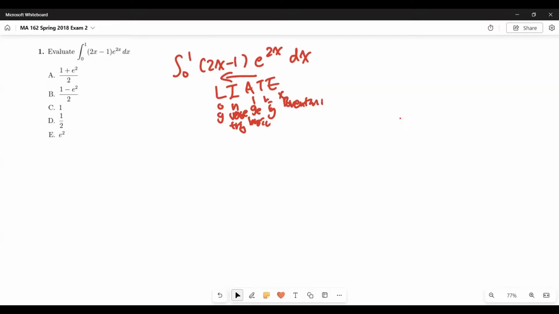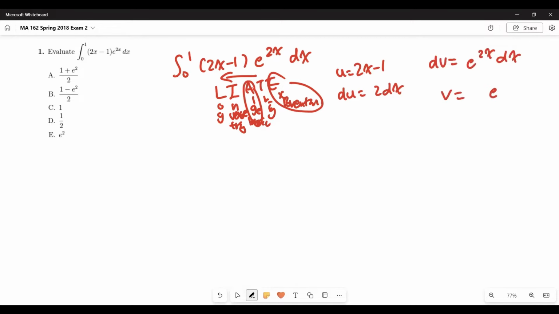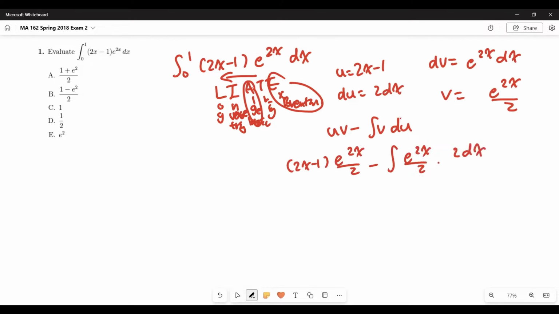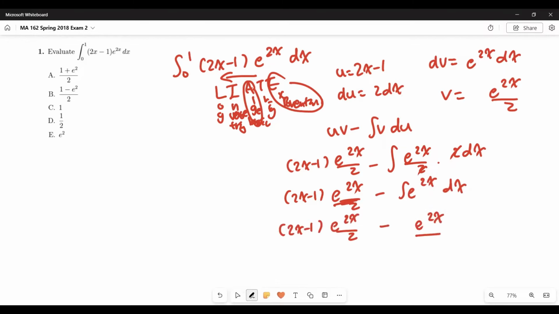And you choose u in that order. So since we see an algebraic and an exponential, our u will be 2x minus 1, and du will be 2 dx. dv would be e to the 2x dx, and v would be e to the 2x over 2. So integration by parts is uv minus integral of v du. So u is 2x minus 1, v is e to the 2x over 2, minus e to the 2x over 2 times 2 dx. The 2 cancels out: (2x minus 1) e to the 2x over 2 minus the integral of e to the 2x dx.